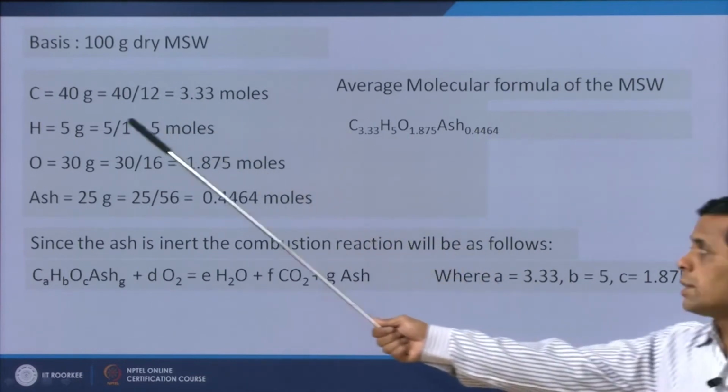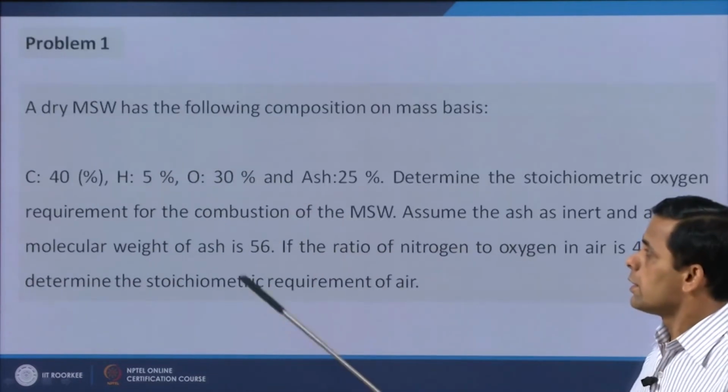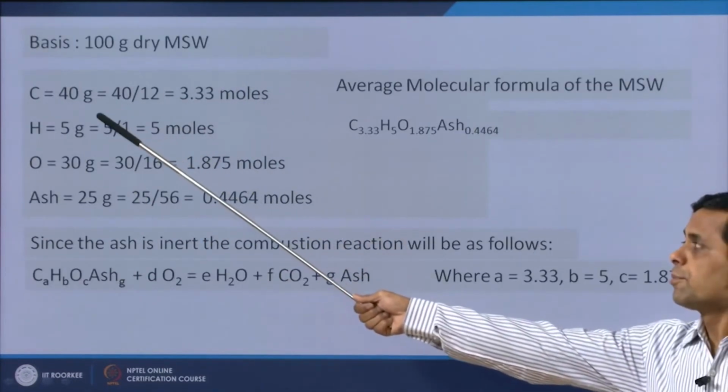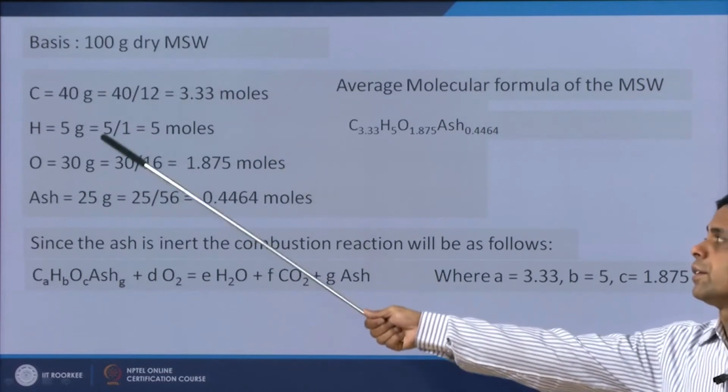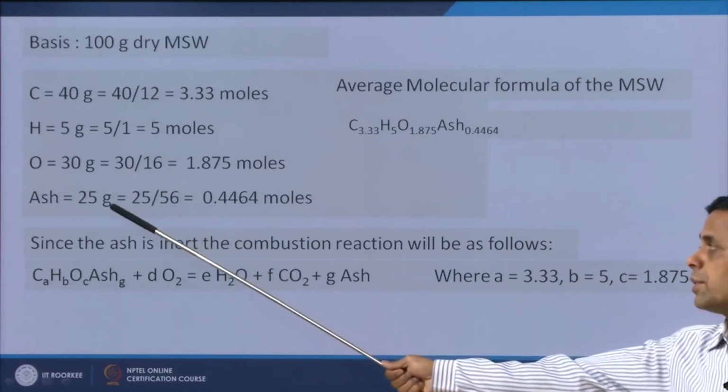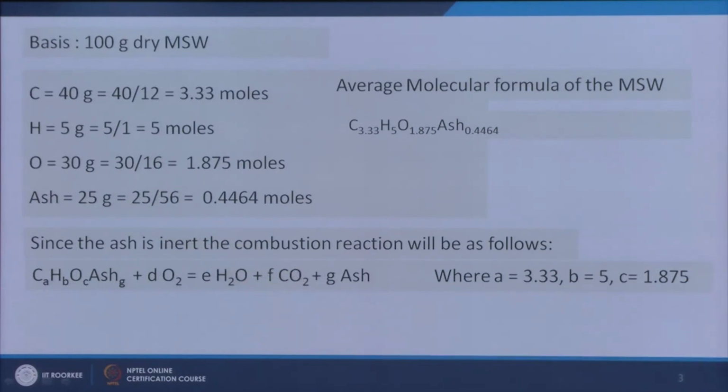So, carbon is 40%, so out of 100 it will be 40 gram, hydrogen out of 100 will be 5 gram and oxygen out of 100 gram will be 30 gram. So, remaining 25 gram is ash as per the statement.